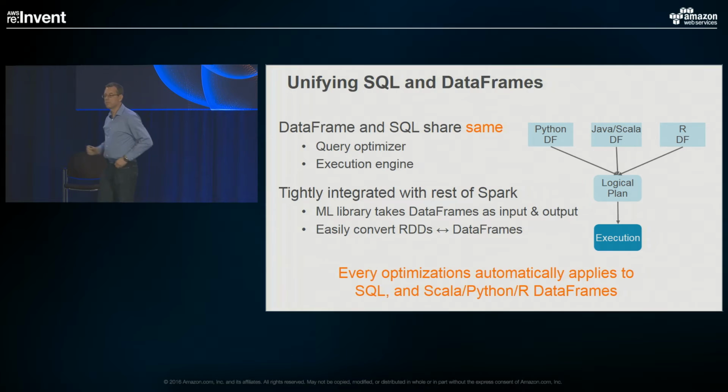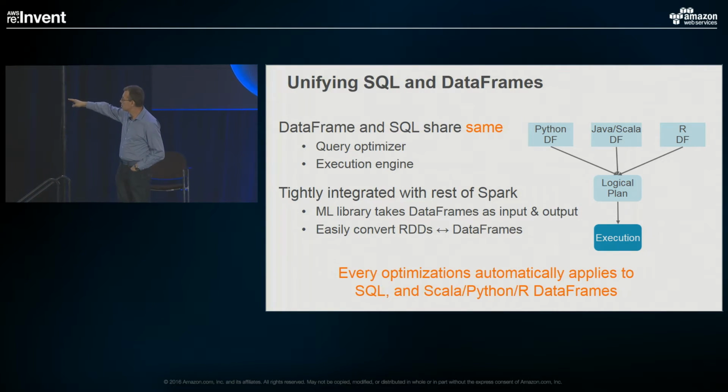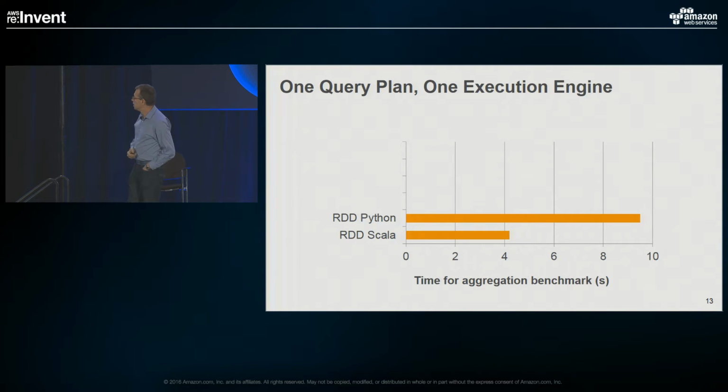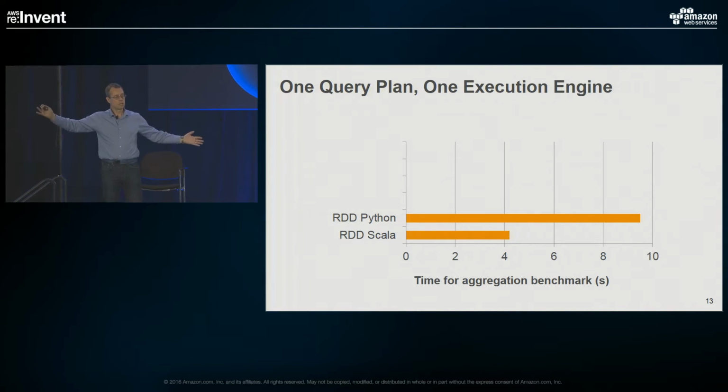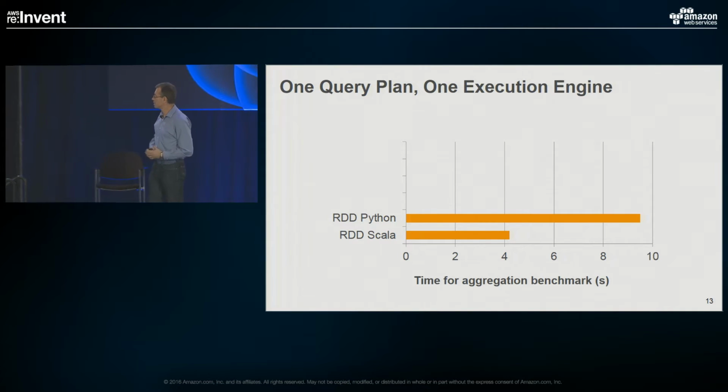So why do you care about this? You care because every optimization, whether in the logical plan or the execution, is going to be inherited and available to all the programs you write on top of Spark using data frames. To make this point, here is a benchmark. These two lines represent an aggregation. You aggregate a bunch of numbers. It's not exactly important what numbers those are.